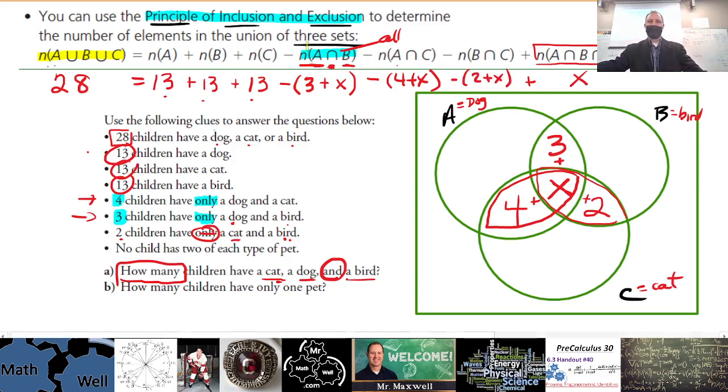So let's review this real quick. Dog and a bird is right here. So that's 3 plus x. A dog and a cat is right here. So that's 4 plus some unknown. And a bird and a cat is right here, 2 plus some unknown.